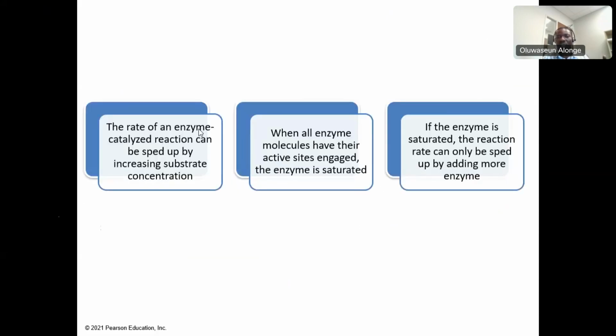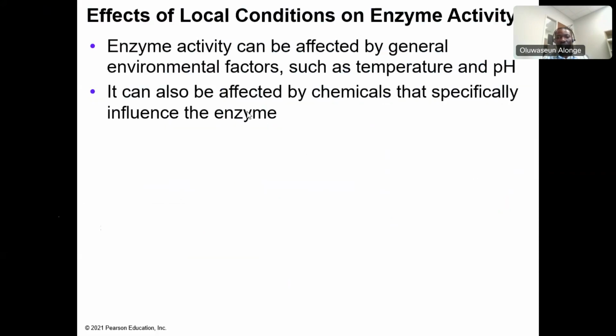So the rate of an enzyme catalyzed reaction can be sped up by increasing the substrate concentration. That's number one. When all enzyme molecules have their active site engaged, the enzyme will be saturated. If the enzyme is saturated, the reaction can then be sped up by adding more enzymes. All right. Now, enzyme activity can be affected by general environmental factors such as temperature. I told you earlier that temperature affects enzyme activity. pH also affects enzyme activity.